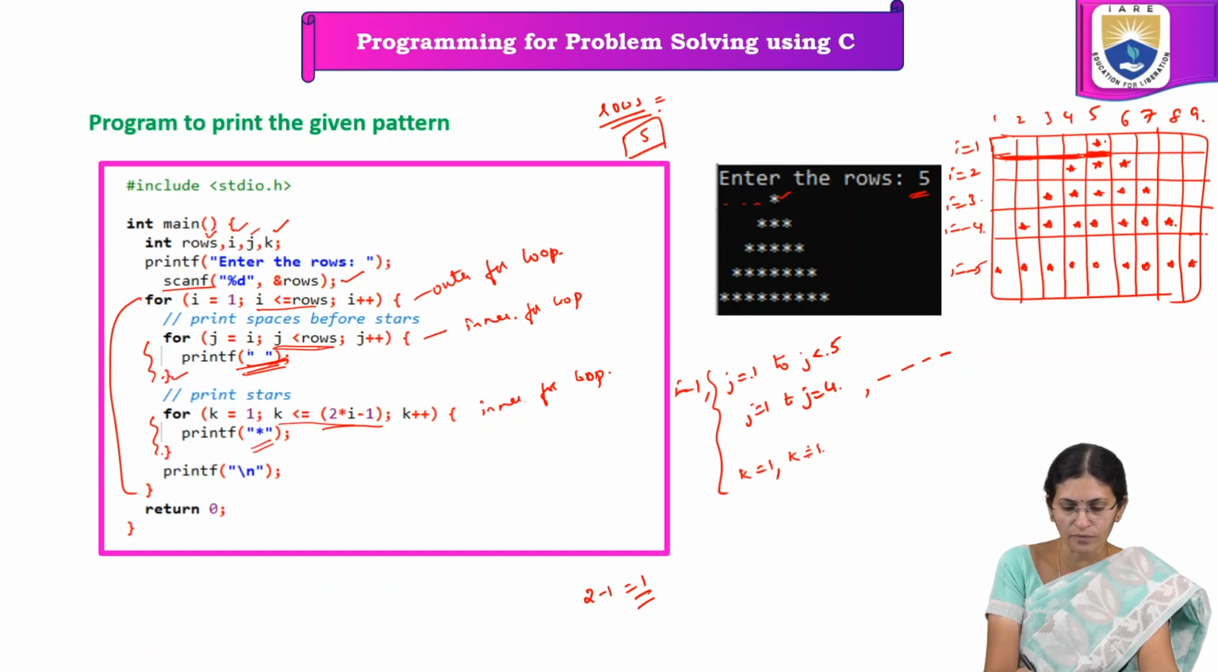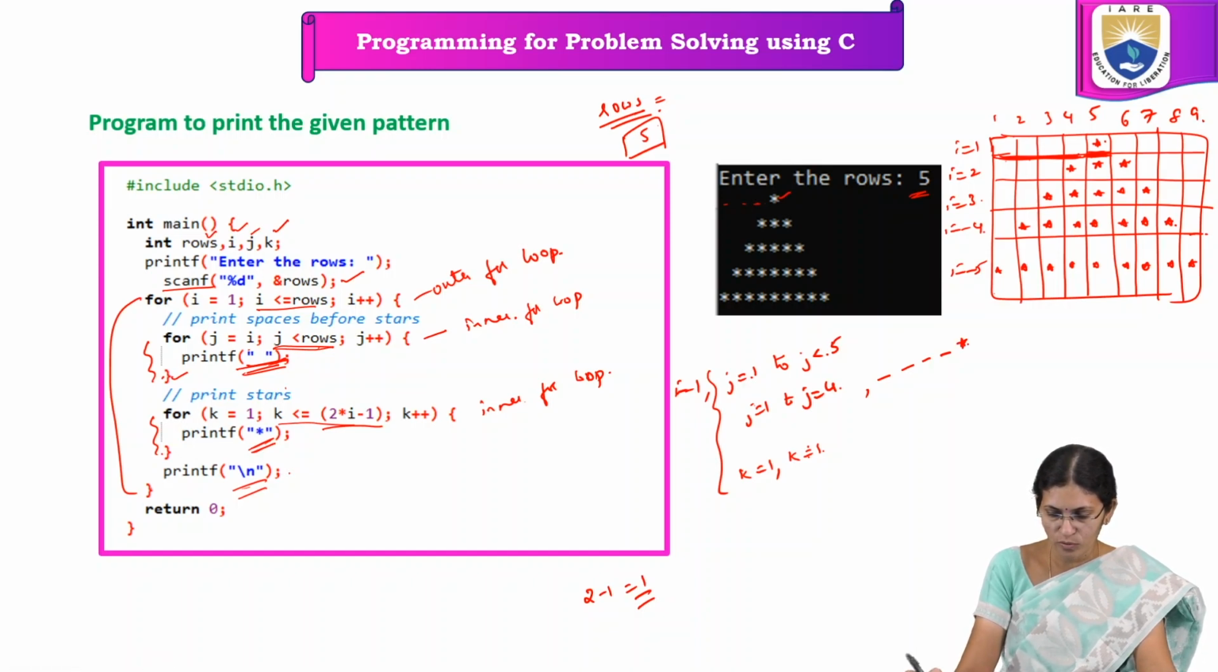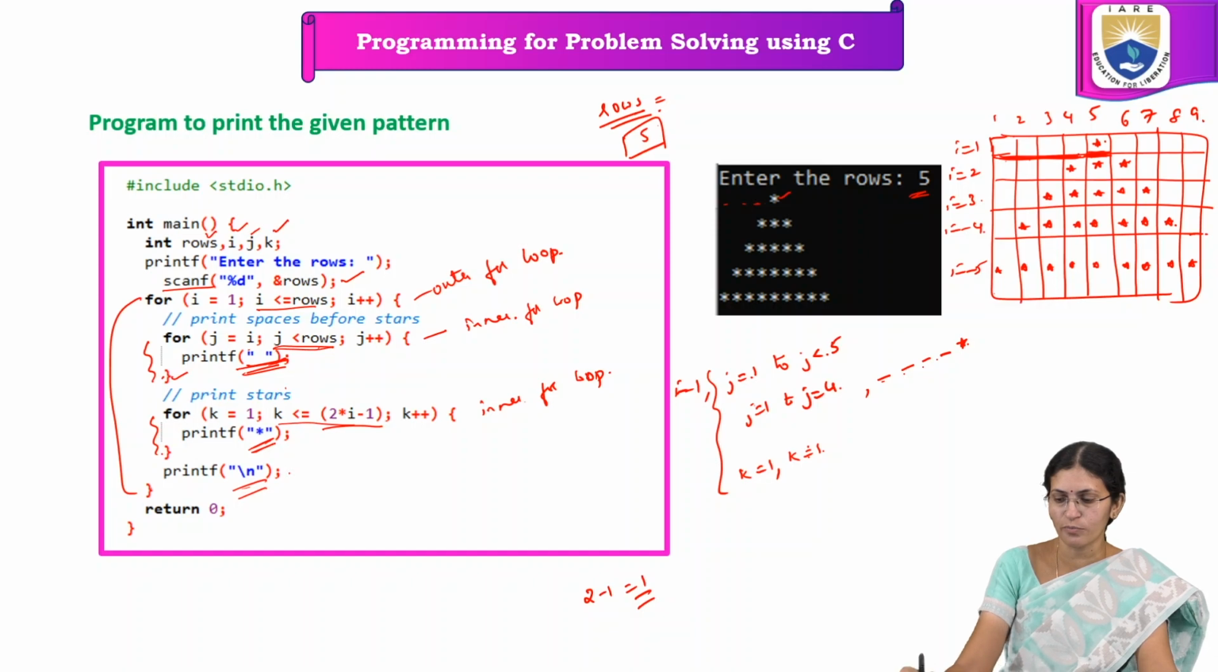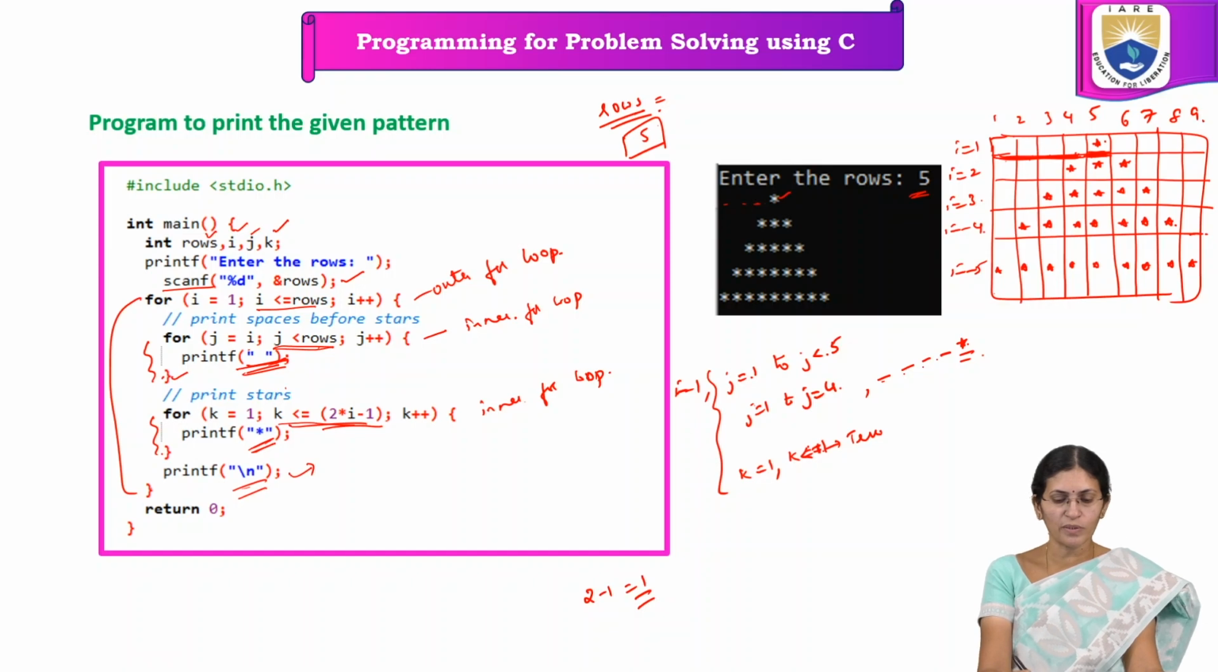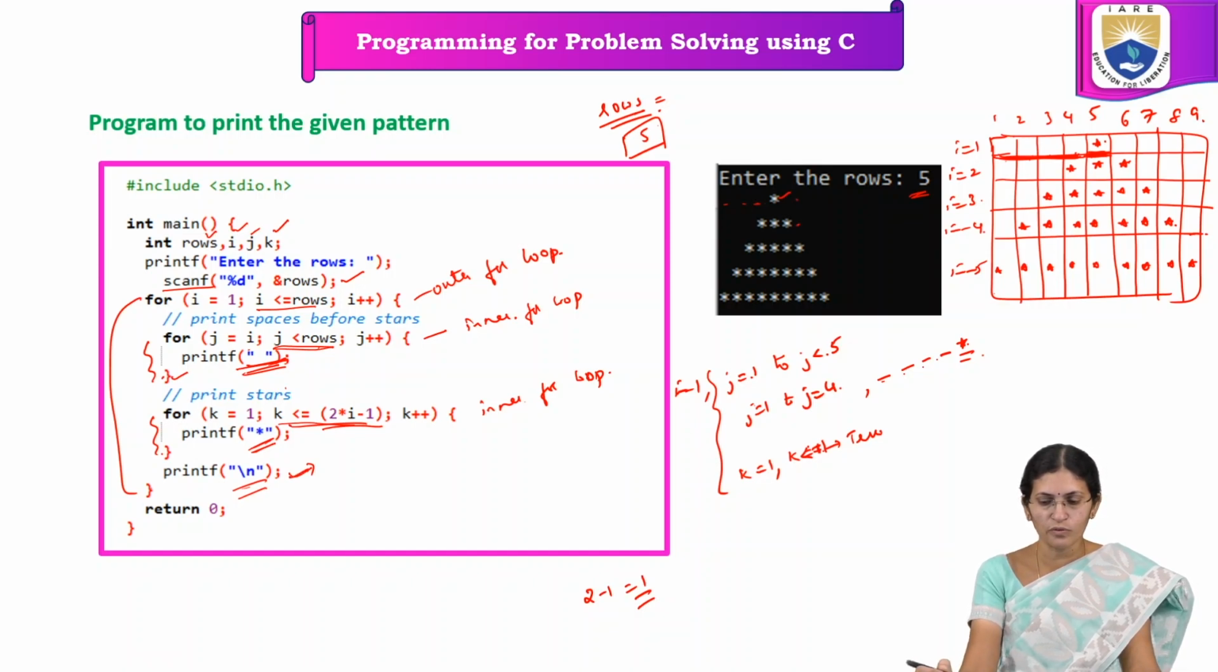As you can see here, after this printf statement we have not used \n, so this star will be printed on the same line. So this is the output. You can see these are the spaces. 4 spaces will be left, and after 4 spaces, 1 star will be printed. With the help of this for loop, k is less than or equal to 1 is true, so therefore 1 star is printed. Next, when this condition becomes false, it will come out of this loop and execute this printf statement, so the cursor will move to the next line.